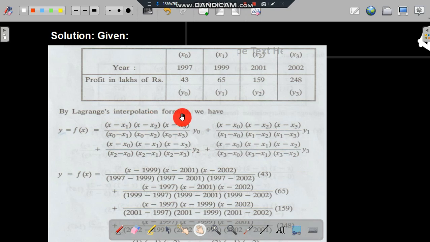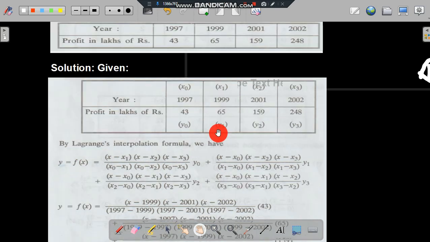In the 2-mark questions, they may ask you to write Lagrange's interpolation formula. Then you have to write this formula. You have to draw this table also, without including the numbers 1997, 1999. Don't take these numbers, only x0, x1, x2, x3, y0, y1, y2, y3. Write that table, and Lagrange's formula is f of x equals this. So for 2-mark questions, if it is asked in the university, you have to write this formula. Okay, now let us do the problems.